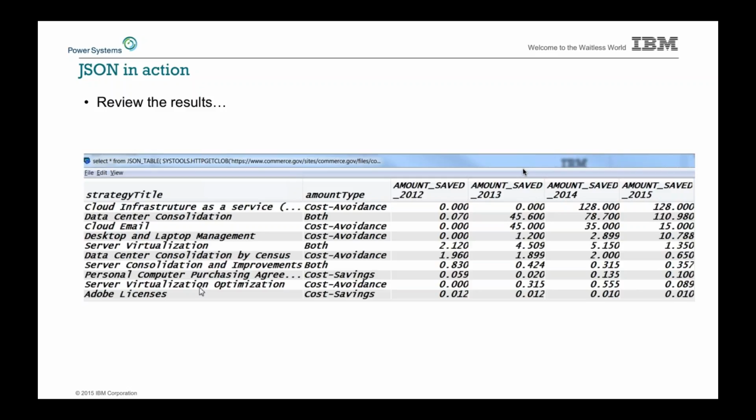And here you can see, cloud infrastructure as a service. In 2012, it hadn't been invented yet. Over the last 2 years, companies have been saving quite a bit as they've been looking at leveraging that. Same with data center consolidation. You can see that Adobe licenses really hasn't changed any at all, and that's not something that people save money on. So it's an interesting study for certain, but the interesting part is we are able to take JSON information and now this is part of a database table.